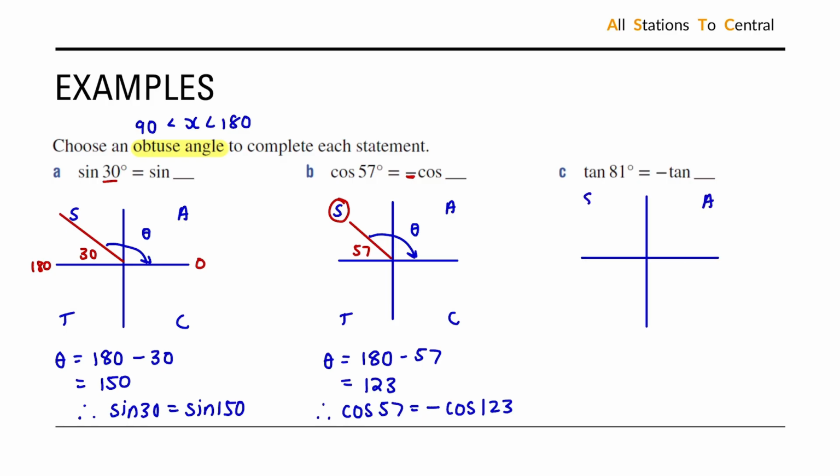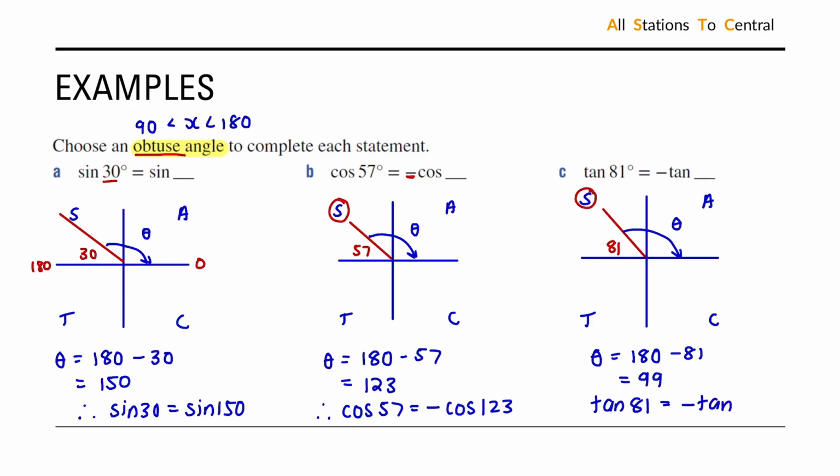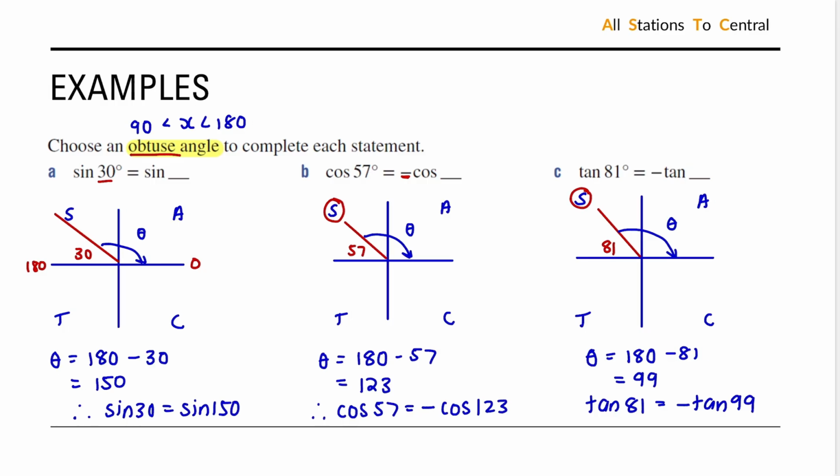Now the last one here, I've got tan. I have all stations to central. Again, I'm in the second quadrant because I'm looking at my obtuse angle. I draw my line and I'm making an 81-degree angle with the horizontal line. So I need to find the obtuse angle, which is this one here. So theta is equal to 180 minus 81. That will be 99 degrees. So tan 81 is equal to negative tan 99 degrees. And again, you can check each of these answers in the calculator, and each of these should give you the same result.